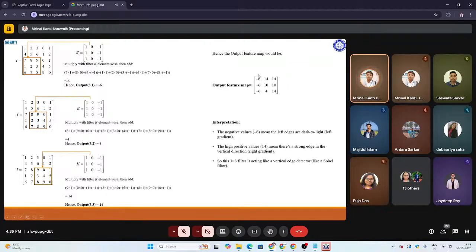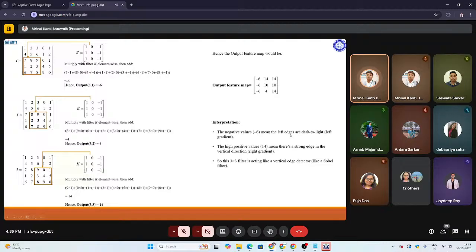So the output feature map looks like this, and the interpretation, or summary, is that negative values mean left edges in the image after the convolution operation. Our model predicted that the left edges go from dark to light, and high positive values mean a strong edge. Since we performed convolution with the edge detection filter, the highest positive value here is 14, whereas the negative value is minus 6.